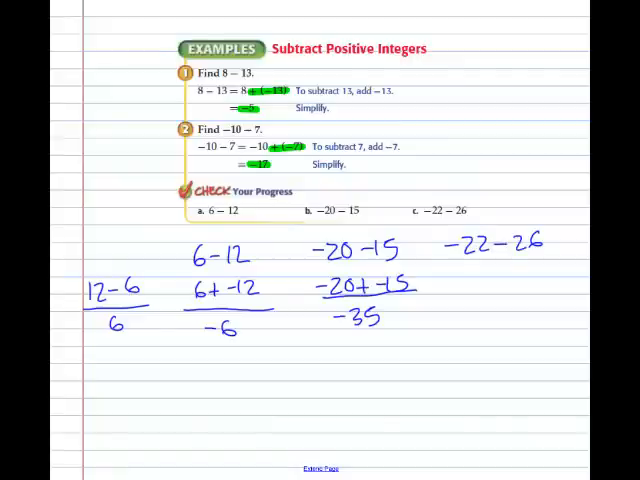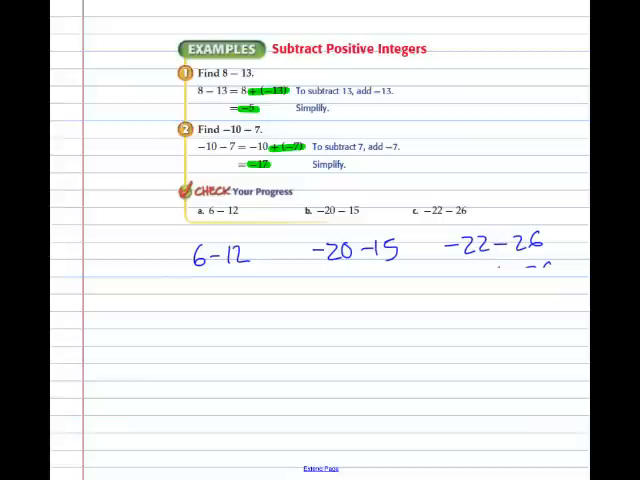And example C, -22 minus 26 becomes -22 plus -26. Again, both signs are the same. The result then is -48.